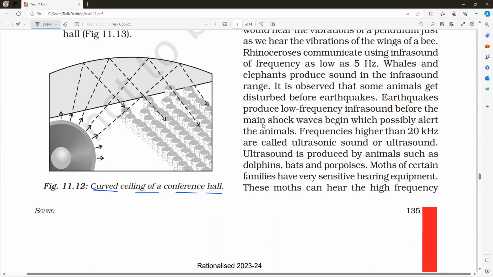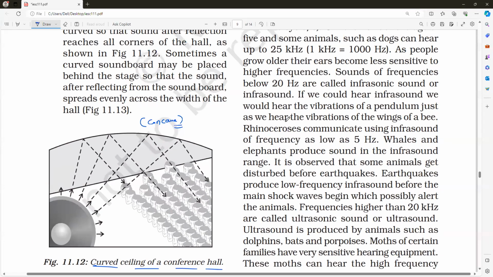So they actually have a curved path, like a concave. After reflecting from the ceiling, the sound spreads evenly across the width of the hall and reaches the audience in the hall. That is what you have to write. Clear, Mari?